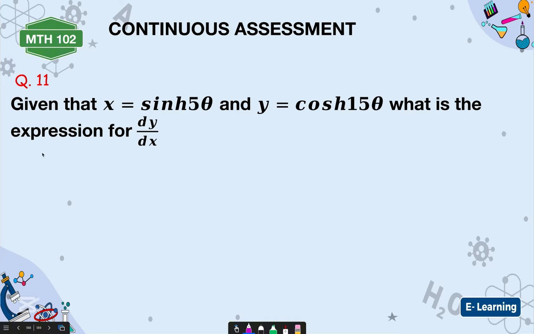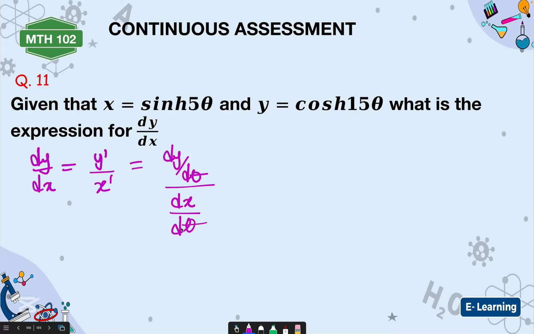Now, for this particular one, our dy/dx is usually our y prime divided by x prime. Is that okay? What does that mean? It's more like dy/dθ divided by dx/dθ. So first of all, we need to find the dx/dθ.